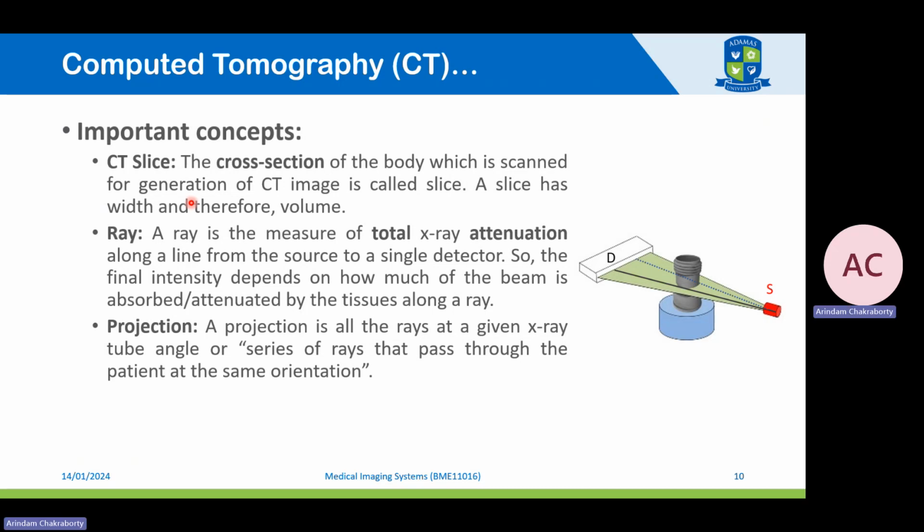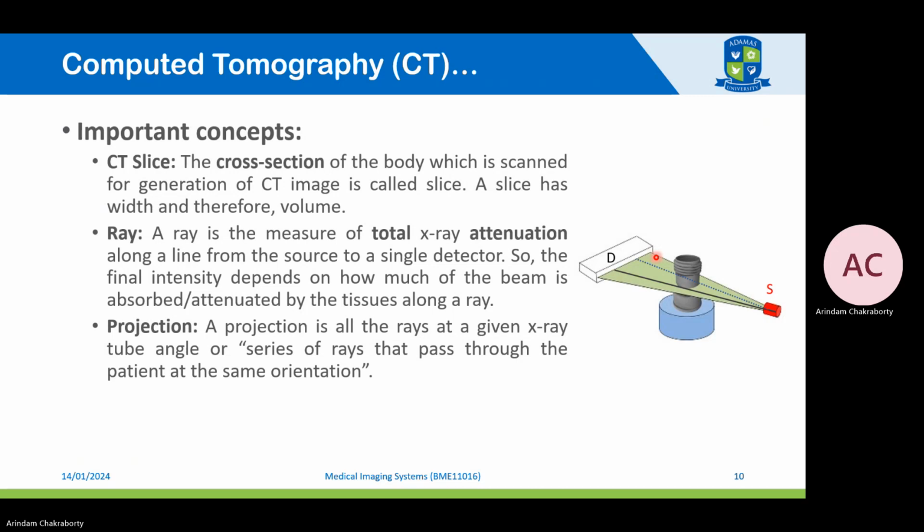So in this image, this is the area that is being scanned by the green colored X-ray beam. This being the slice or the sectioning, the slice has a width, therefore it has a certain volume. This we'll talk about in later slides. So a slice is basically the cross section of the body that is being scanned by the X-ray for the CT image.